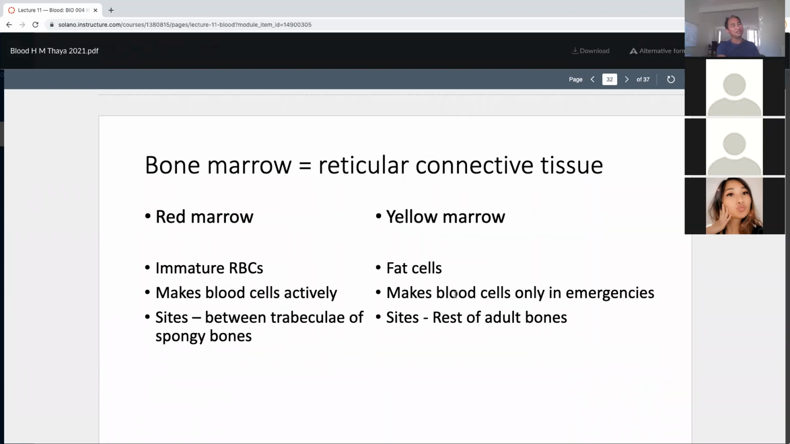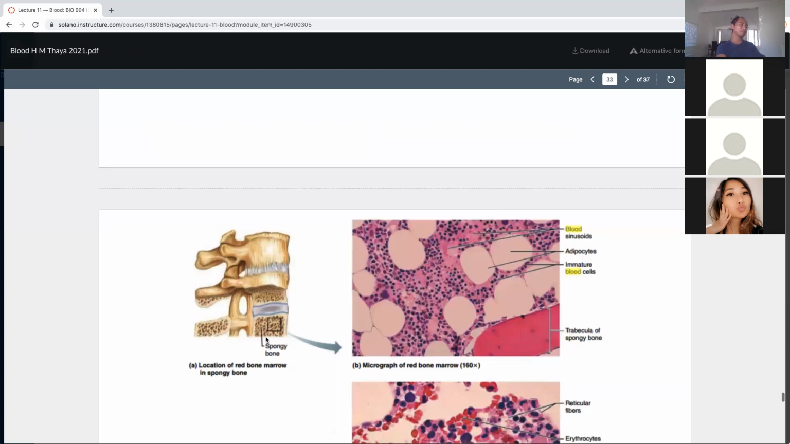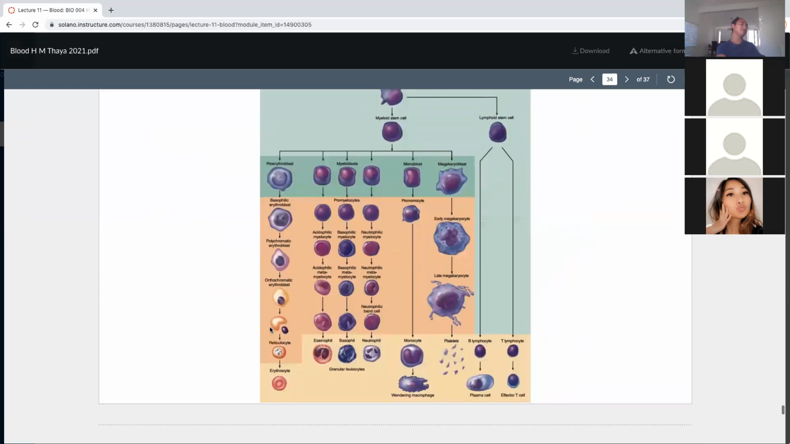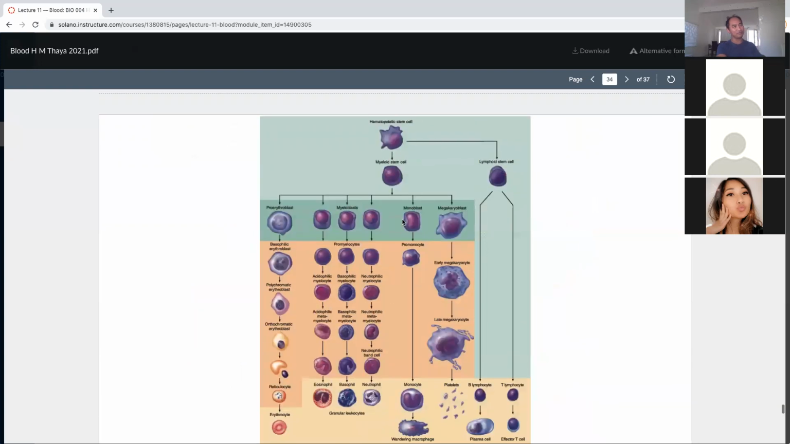Bone marrow: red marrow and yellow marrow. Most of our bone marrow at our age is full of fat and yellow marrow. When we are babies, we have lots and lots of red marrow, but even in adults, we have red marrow in the pelvic bone, in the pelvic ilium, and in the vertebra. In the pelvis, we have the origin of the red blood cell.